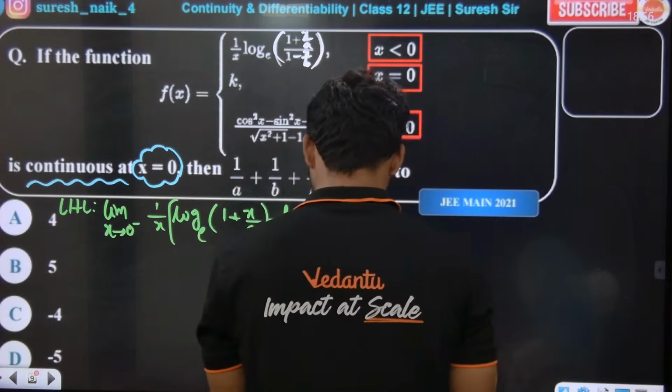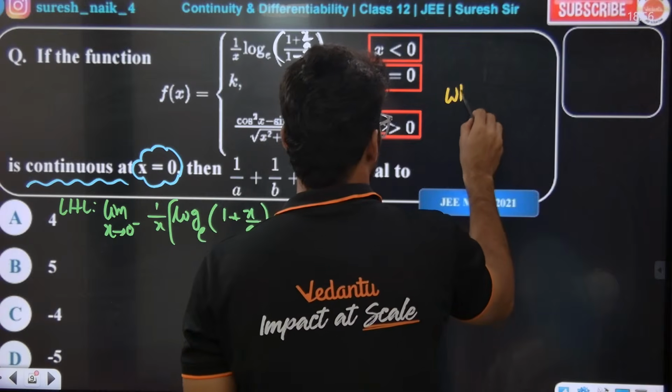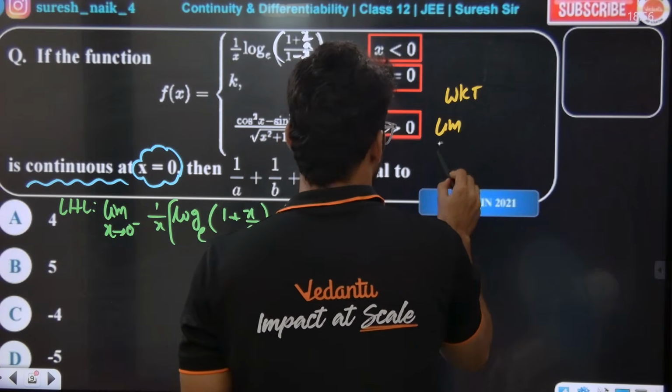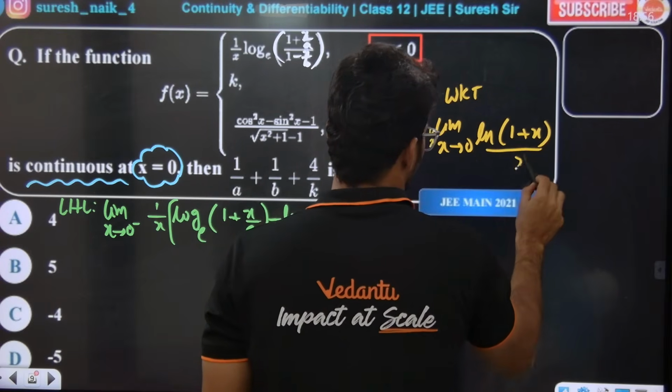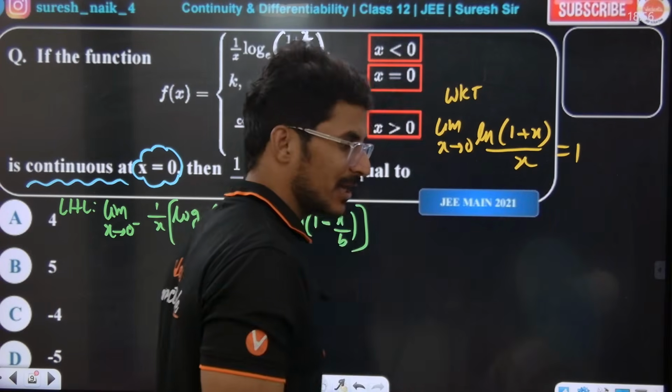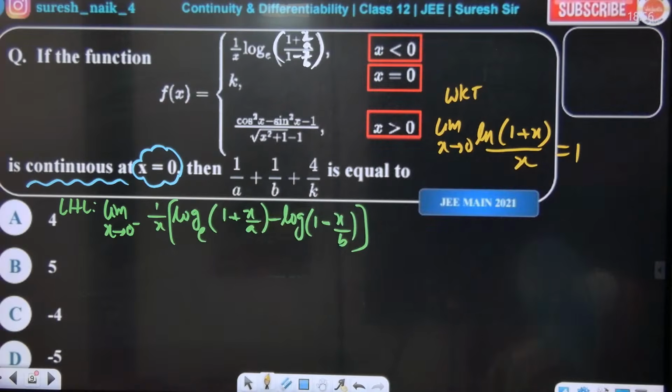What property do we know? Listen to the class, everyone. We know that the limit as x tends towards 0 of ln of 1 plus x divided by x is equal to 1. Do you agree with my point? No doubt, perfect. Sir, I know this, this is equal to 1.